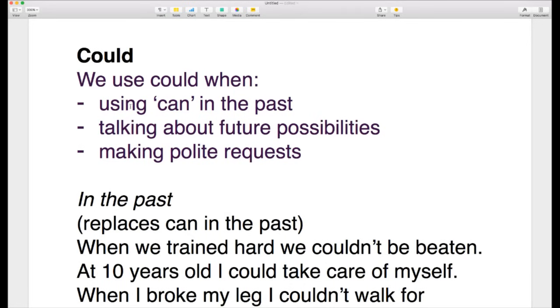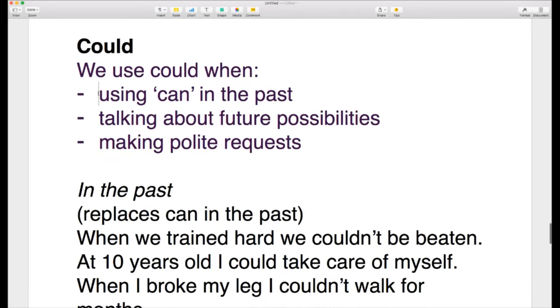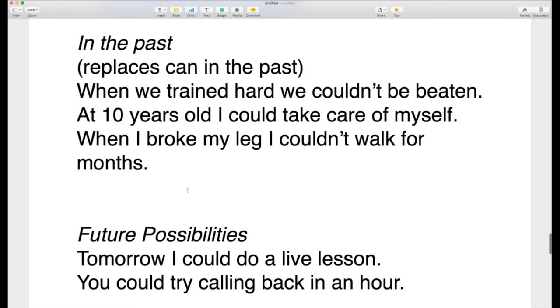So we use the word could. Basically, it's the past tense of the word can. So if you're talking about something that uses the word can, but it's in the past, then you use the past tense, which is could. And we also talk about it when we're talking about possibilities in the future. And we also use could, again, when making polite requests, just like in the word would. So let's jump straight into it.